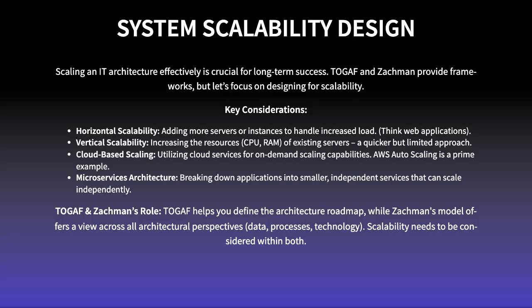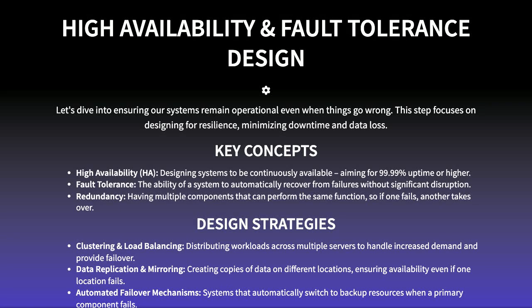Remember, TOGAF helps you create the overall roadmap, and Zachman gives you a holistic view of all the different aspects of your IT. Okay, let's talk about keeping our systems running smoothly, even if things don't go as planned. We're looking at high availability and fault tolerance, essentially how we build resilience into our IT architecture. Think of it like having backup plans for backup plans. High availability is about aiming for near constant uptime, while fault tolerance is the ability to handle failures without major interruptions.